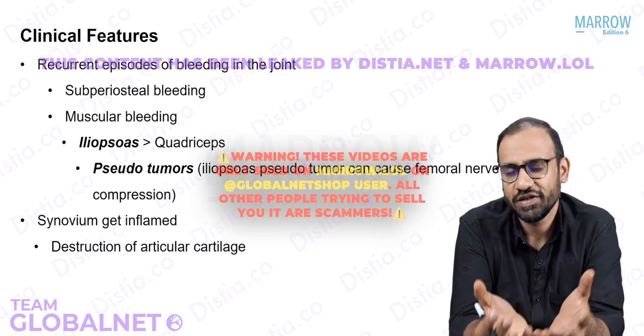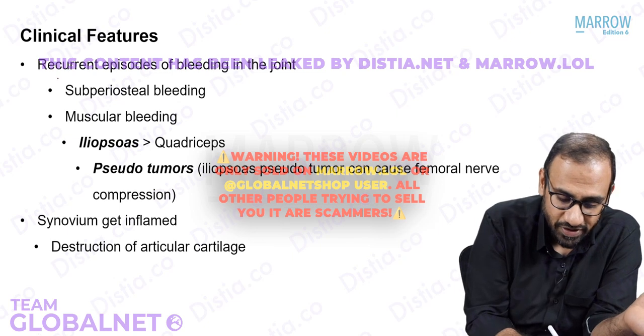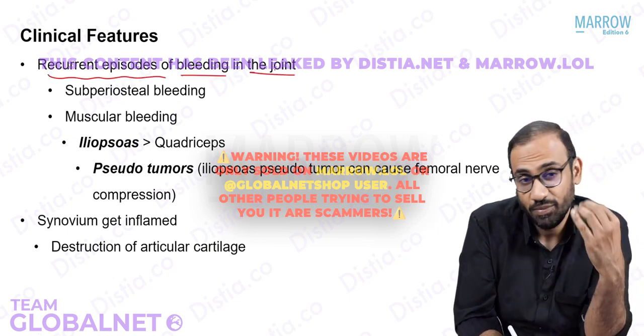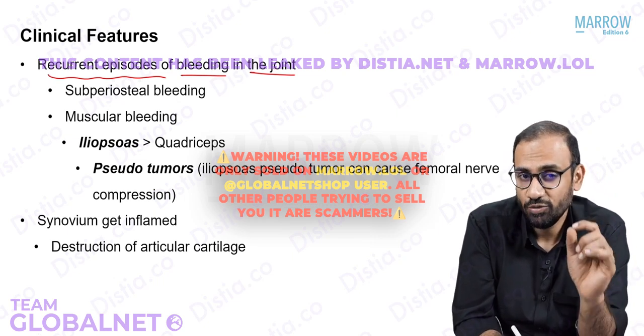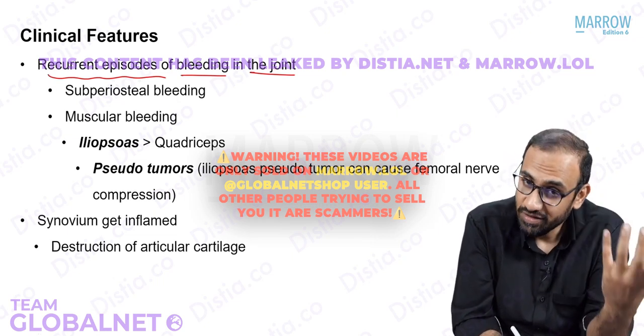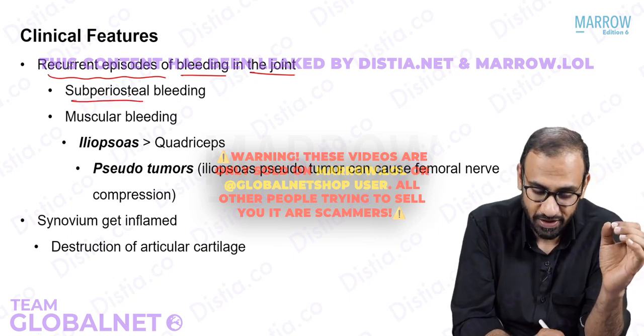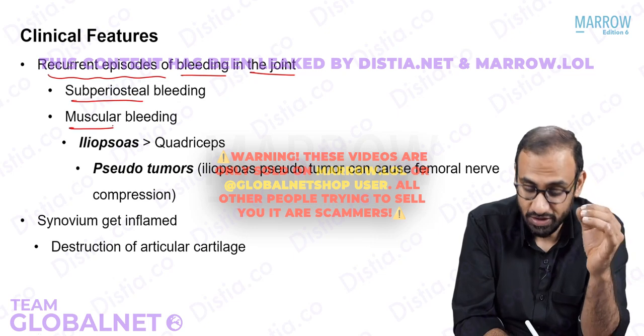Now, what are the clinical features? I've just told you the pathology. It is because of the recurrent episodes of bleeding into the joint. Now, bleeding into the joint is one type of bleeding in hemophilic arthropathy. There are other places it can start bleeding in. It can bleed under the periosteum, subperiosteal bleeding. It can bleed into the muscle, muscular bleeding.